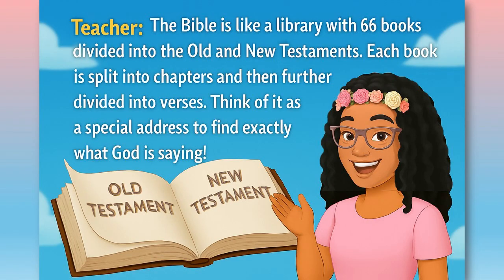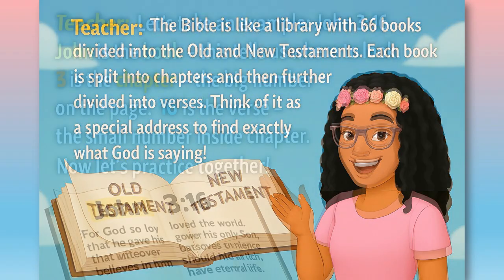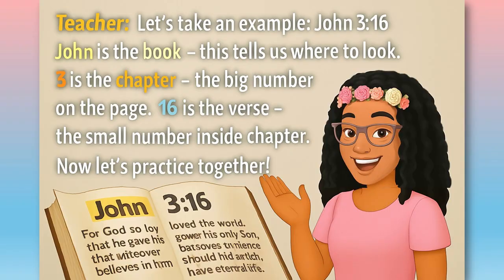Let's take an example. John 3:16. Now, John is the book. This tells us where to look. 3 is the chapter, the big number on the page, and 16 is the verse, the small number inside of the chapter. Now, let's practice together.